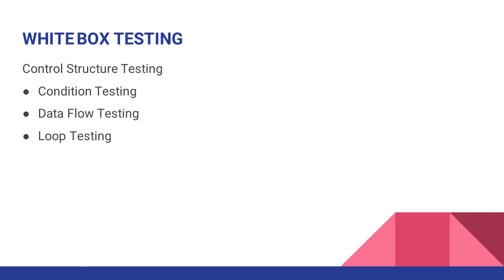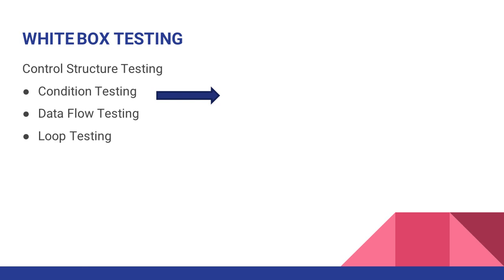Although basis path testing is simple and highly effective, it is not sufficient in itself. In this section, other variations of control structure testing are discussed. These broaden testing coverage and improve the quality of white box testing. The different types of control structure testing are condition testing, data flow testing and loop testing.